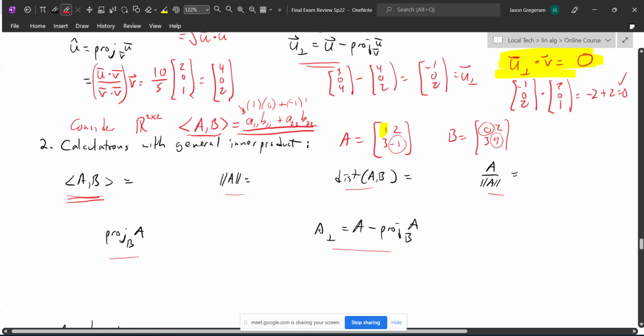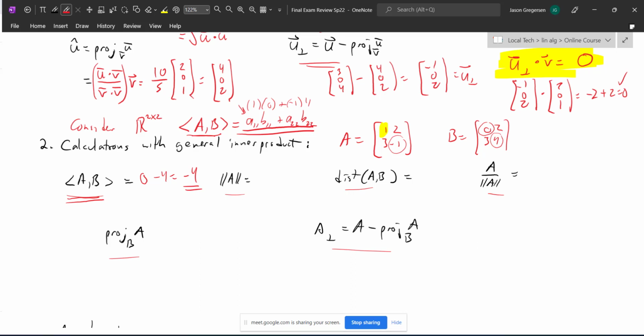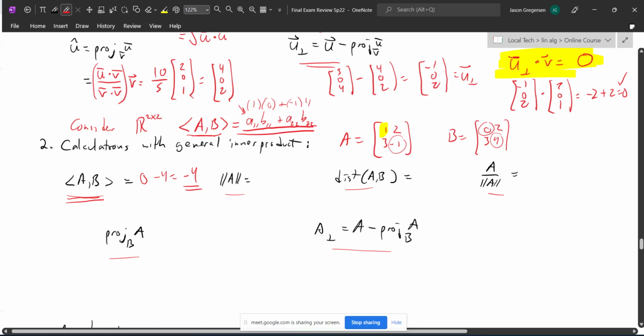That would be 4. So A inner product B would be 0 minus 4, or a value of negative 4. Oh, and there we go. And this fits our idea of dot product. I've somehow multiplied A and B together, and the output is a real number. That's our calculation for A inner product B. I'll do the next one here as well.